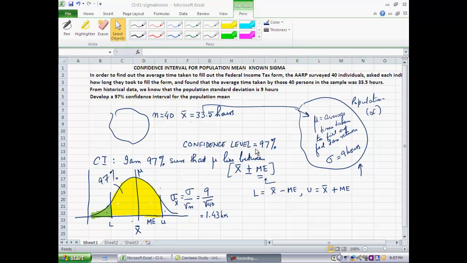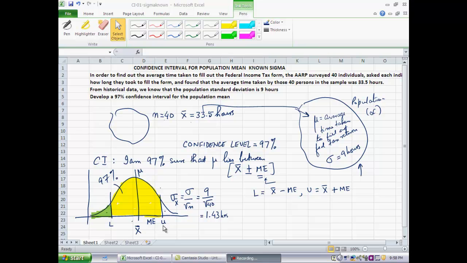Since I want to be 97% sure, the margin of error has to be large enough so that this yellow shaded portion under the bell-shaped curve between L and U, between the lower limit and the upper limit, has to be 97%. So I want to be 97% sure. So how much does that leave in the two tails? So one tail, and here's the second tail. These two tails together is 3%, isn't it? Because the yellow shaded portion is 97%.